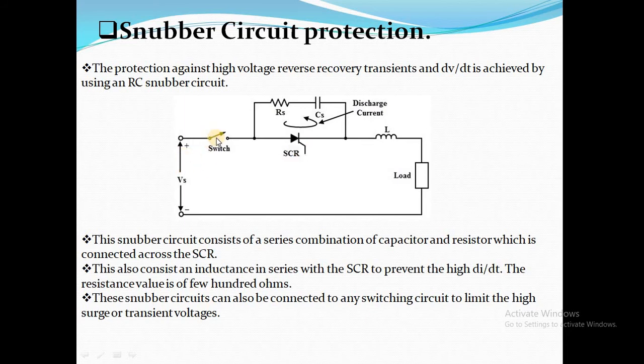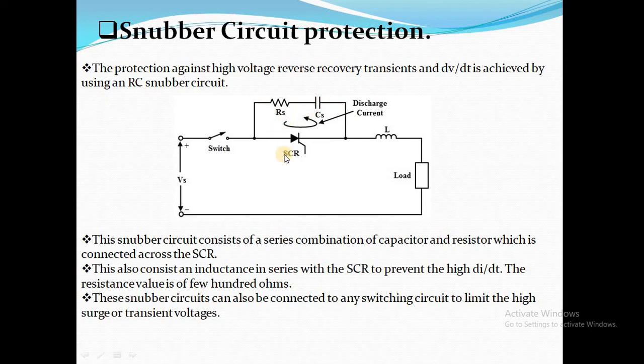When this switch is closed, the current will flow through the SCR and the load, and back to the supply. Suppose we need to turn off this SCR, then we make a sudden switch off of the supply, or we apply a negative voltage at the anode terminal. This negative voltage may damage the SCR junctions. That condition is called a reverse recovery transient, and dV by dt is handled by using an RC snubber circuit.